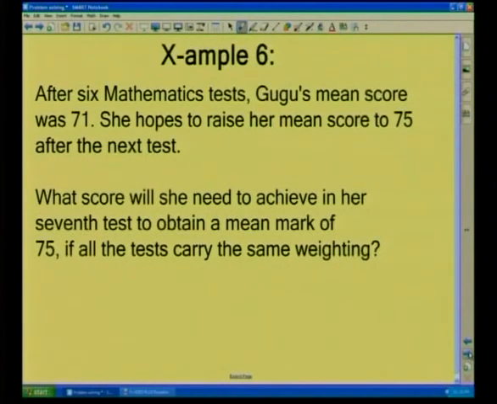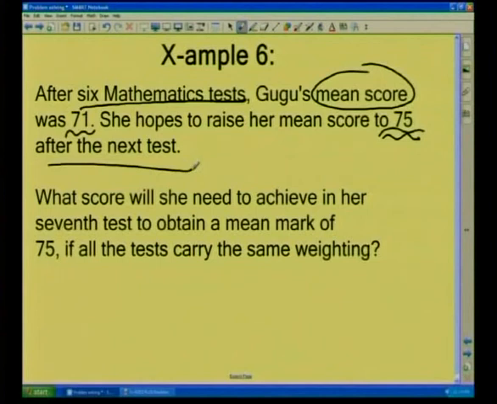Example 6. After 6 mathematics tests, Gugu's mean score was 71, and she hopes to raise her mean score to 75. So it's at 71 at the moment, and she wants to raise it to 75 after her next test. What score will she need to achieve in her 7th test to obtain a mean mark of 75 if all the tests carry the same weighting?